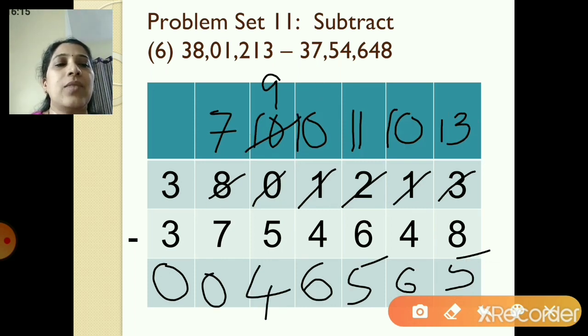So with this children we have completed problem set 11. So there were 6 sums based on 6 and 7 digit numbers. So I hope students you have got a clear idea of what was there in the problem set 11. So children, we'll meet in the next session with the word problems of 6 and 7 digit numbers.